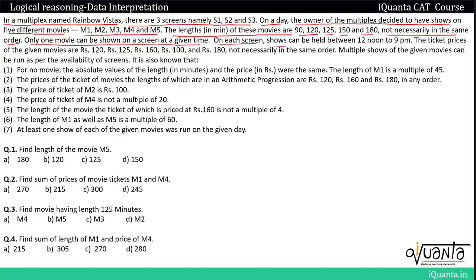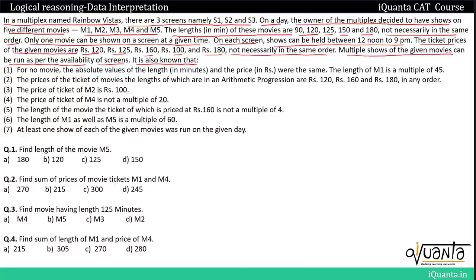On each screen, shows can be held between 12 noon to 9 pm. The ticket prices of the given movies are Rs 120, 125, 160, 100 and 180, not necessarily in the same order. Multiple shows of the given movies can be run as per the availability of the screens. It is also known that.